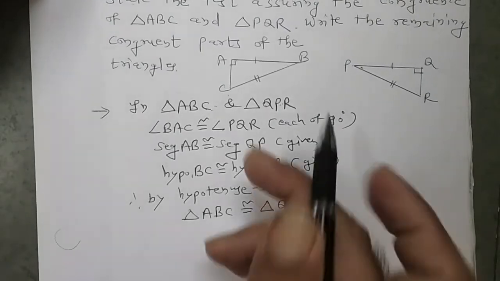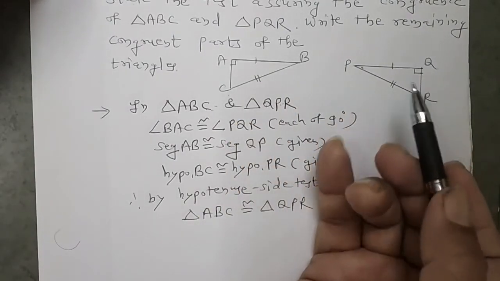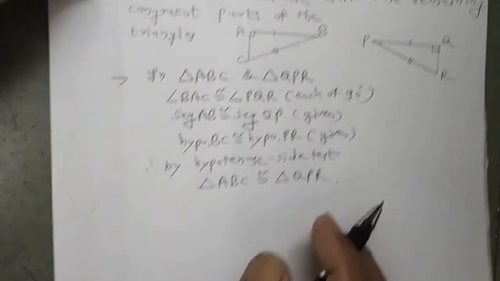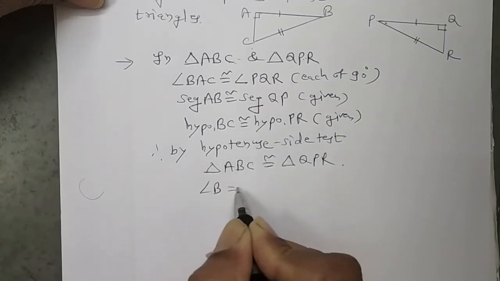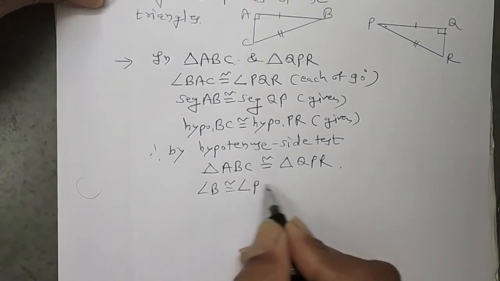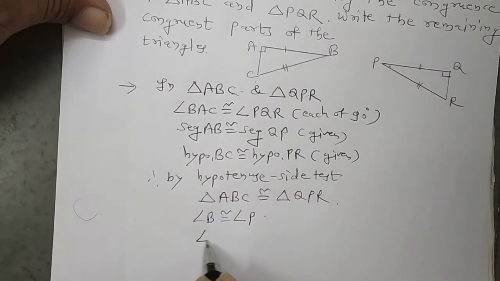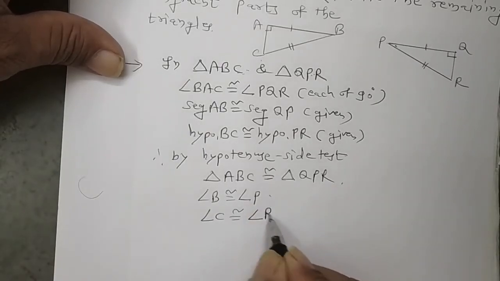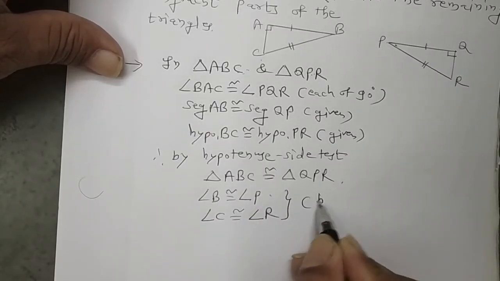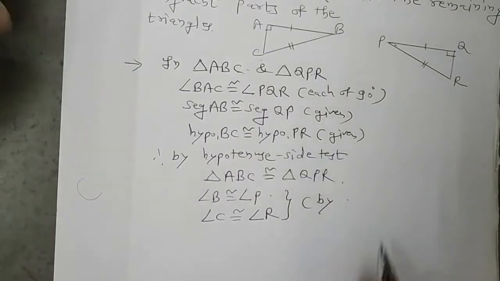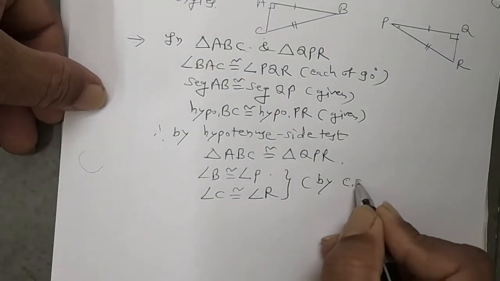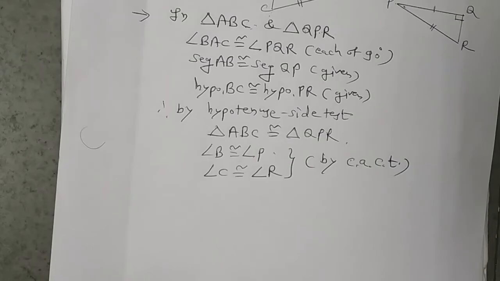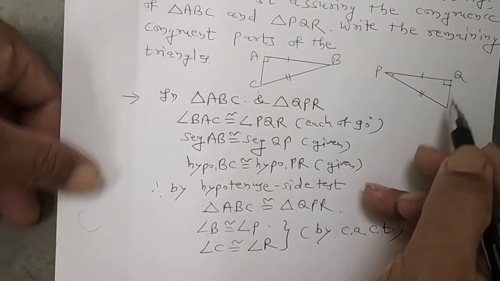Remaining congruent parts: angle A congruent to angle Q, angle B congruent to angle P, and angle C congruent to angle R. Write down by which test: by corresponding angles of congruent triangles, CACT. Now all these three angles are congruent.